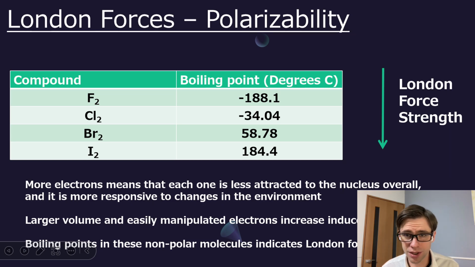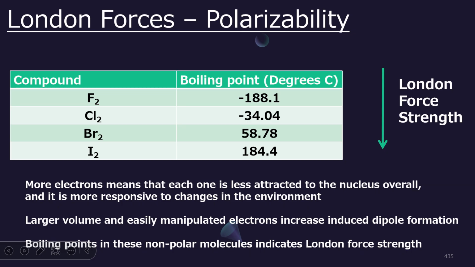Cl2, Br2, and I2 have a ton of electrons. They also have much larger radii, volumes where the electrons can be spread around. So more electrons means that each one is less attracted to the nucleus overall. They're more shielded by things underneath them as well. And it is more responsive to changes in the environment, more easily induced to move around. Larger volume and easily manipulated electrons increase induced dipole formation. Boiling points in these nonpolar molecules indicate London force strength. All very important points.